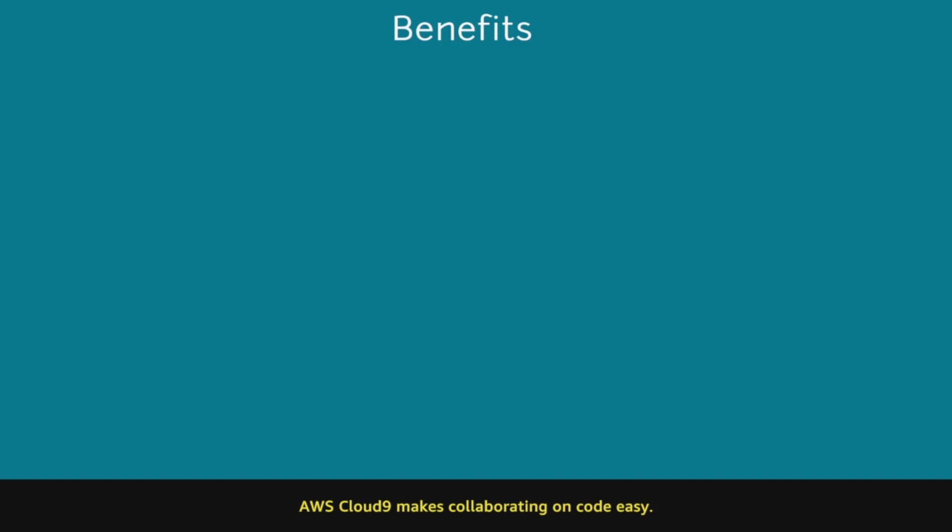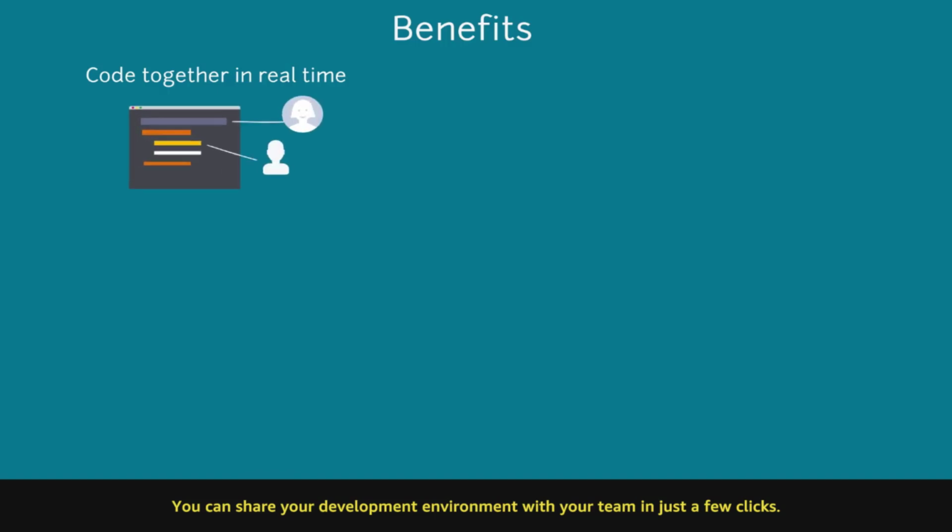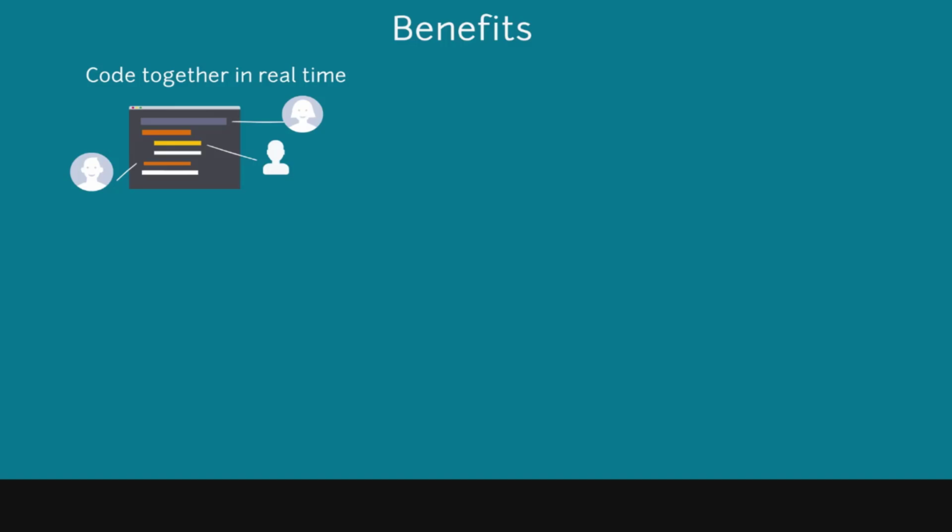AWS Cloud9 makes collaborating on code easy. You can code together in real time. You can share your development environment with your team in just a few clicks. You can see each other type in real time. You can also instantly chat with one another from within the IDE.